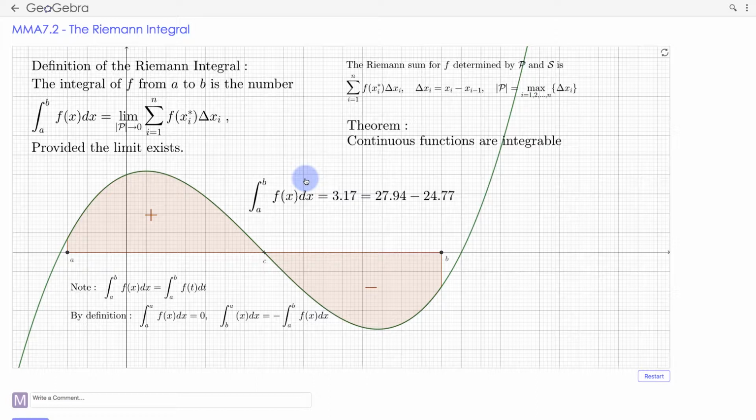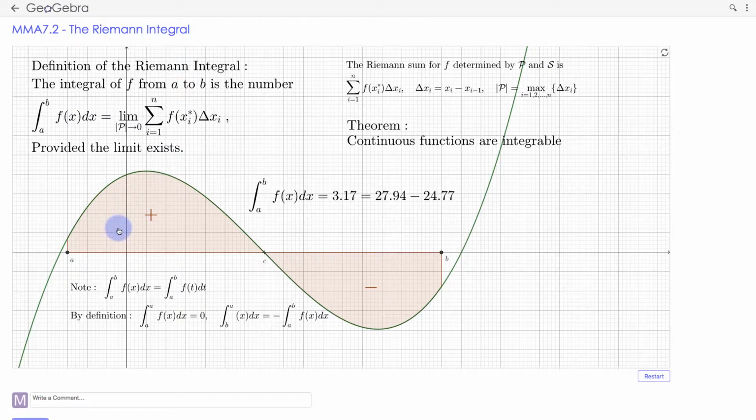You've already seen last time that if we increased the number of partitions for a continuous positive increasing function, then we could make the difference between the underestimate and the overestimate as small as we wanted, right? This also holds for any continuous function. So we have the following theorem: continuous functions are integrable. So in other words, if a function is continuous, this limit exists, and we can talk about the integral.